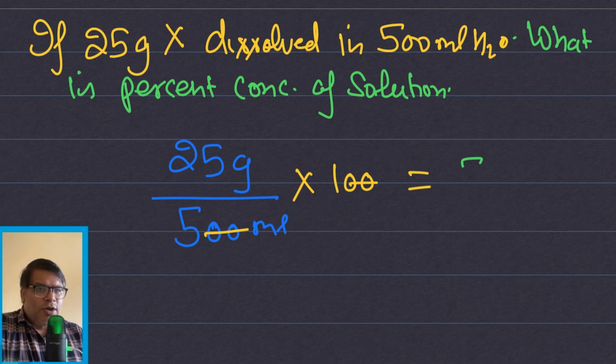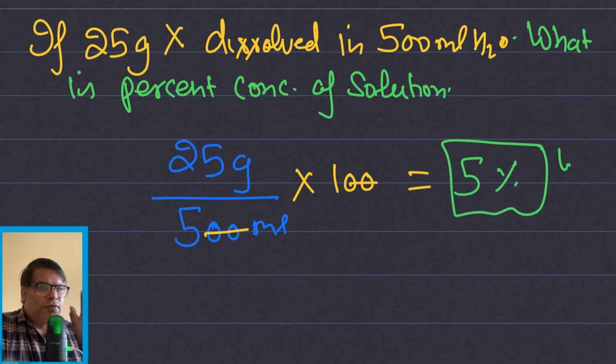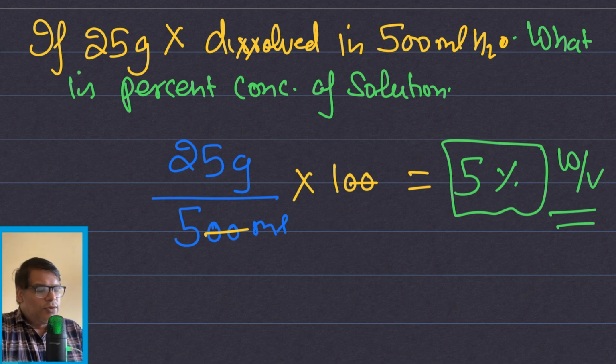So if you are going to dissolve 25 gram of the X solute in 500 ml solution, here also you are going to make up the final volume to 500 ml. This way you have prepared the 5% weight by volume percent solution. Hopefully now it is clear in your mind how to prepare a percent solution.